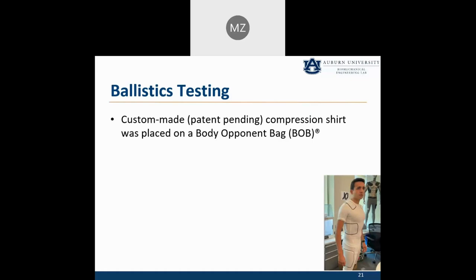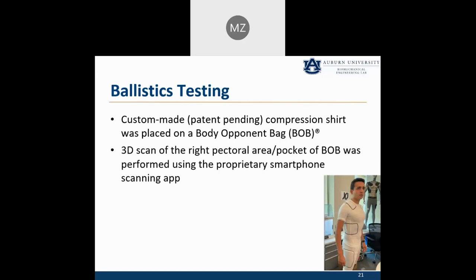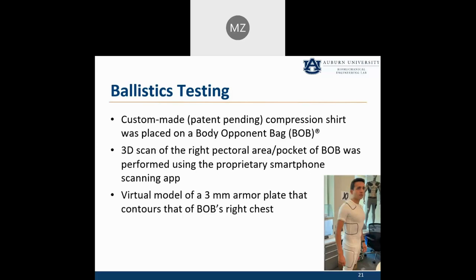So we used this technology to make a 3D printed body armor plate, essentially out of 3D printed titanium for, thankfully for him, not this individual down on the bottom right, but for, again, our friend Bob, the body opponent bag. So we placed a similar type shirt on Bob, as you see here, except we had the pocket located on his right pectoral area. We scanned that area and created the 3D model and had it 3D printed out of titanium at a thickness of 3 millimeters. So a 3 millimeter thick titanium body armor plate.